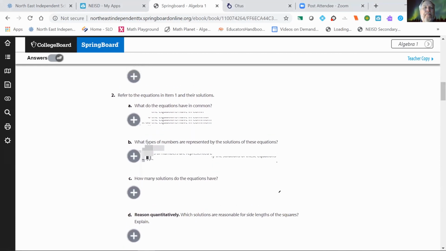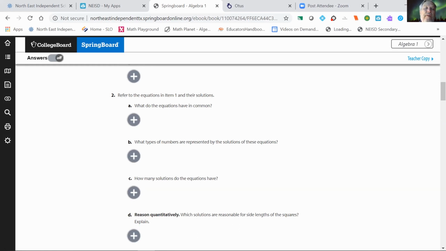Item 2. Refer to the equations in item 1 and their solutions. What do the equations have in common? Well, they're all quadratic equations. They all have an x squared, or a variable squared.